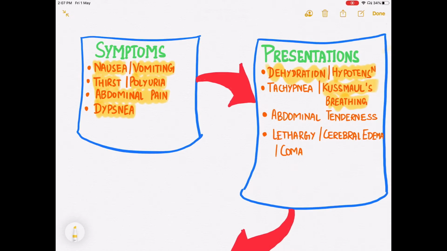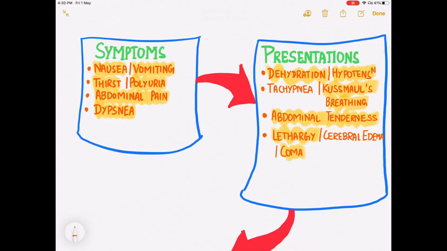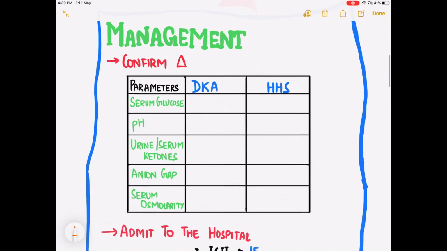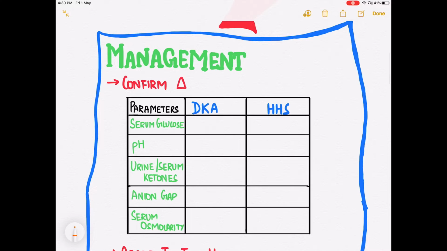On examining his abdomen, you might find some abdominal tenderness, which is common in pancreatitis or surgical abdomen. The person might also feel a bit lethargic to you, and sometimes a patient is brought to the hospital in a comatose condition. These clinical features suggest that the patient is suffering either from diabetic ketoacidosis, denoted here as DKA, or from hyperglycemic hyperosmolar state, denoted here as HHS.